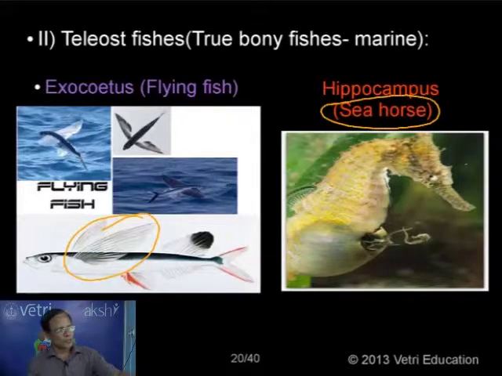You see here, the young are coming out from the brood pouch of the pregnant-looking male. That is a seahorse. It shows vertical movement, and looks like a horse in face and appearance. That is why it is called the seahorse, a true fish actually.